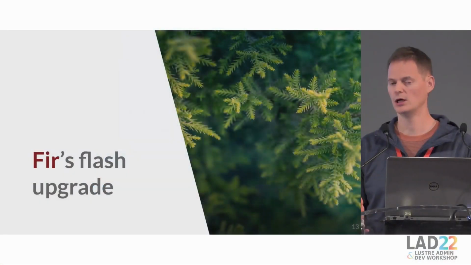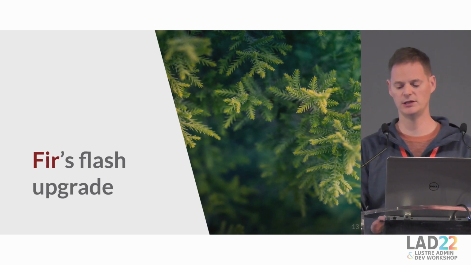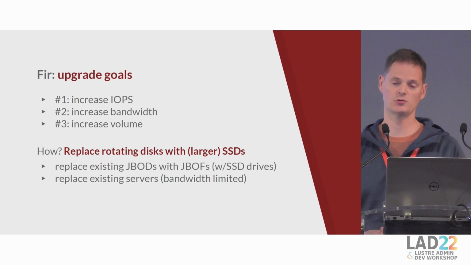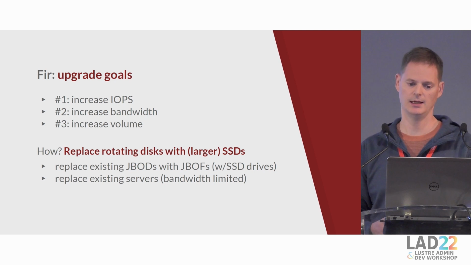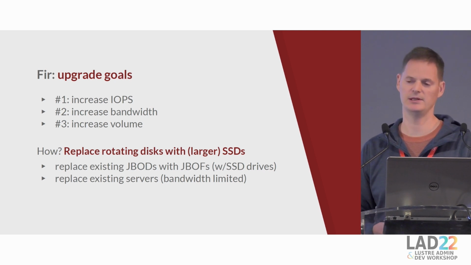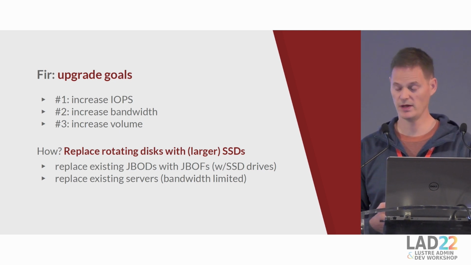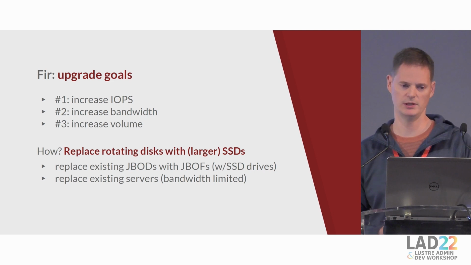So it's different than Oak, because this is more like we get a bucket of money to upgrade Fir. So the goal in this upgrade is first to increase IOPS, because all our OSTs are based on HDD today, and if the data set doesn't fit in the OSS cache, we are limited by the IOPS from the drive. The second goal is to increase the bandwidth, because we have seen a plateau of bandwidth because we have servers with HDR100, we need more.